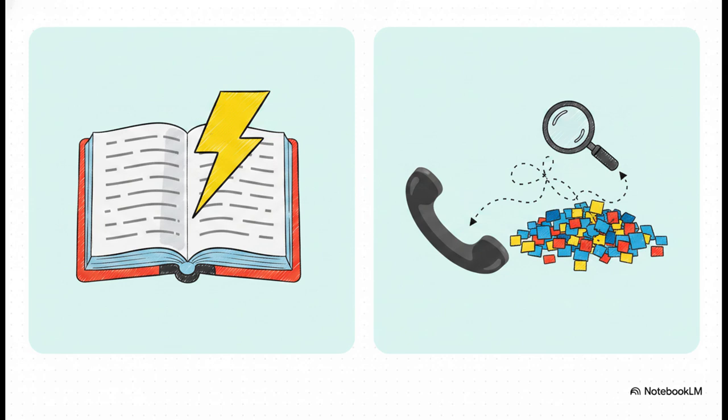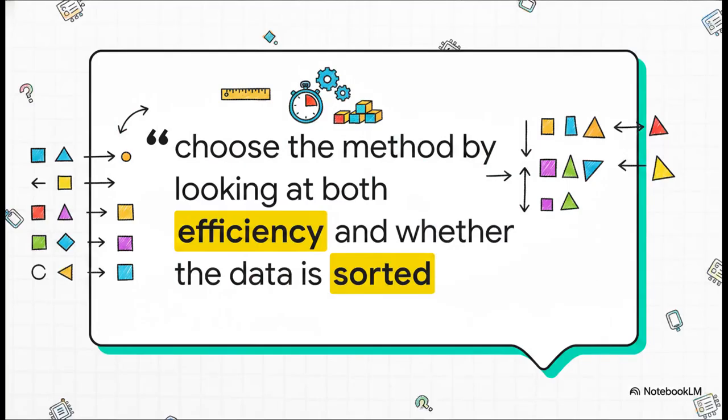And honestly, that leads us to this fantastic direct quote from the source material, which really serves as a golden rule for all programmers. "Choose the method by looking at both efficiency and whether the data is sorted for the search key." It's so true. Don't just blindly pick the algorithm with a faster big O notation. A faster mathematical speed literally doesn't help you at all if your actual data structure doesn't support it.